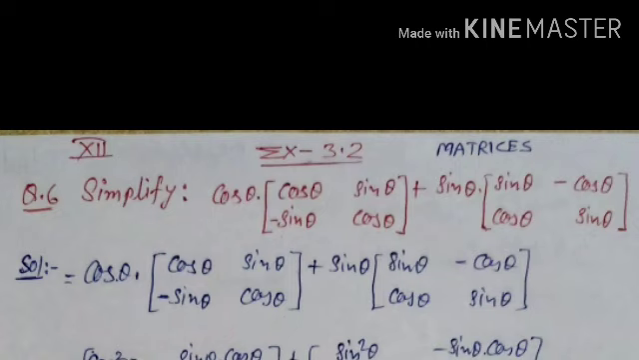Simplify cos theta times the matrix [cos theta, sin theta; minus sin theta, cos theta] plus sin theta times the matrix [sin theta, minus cos theta; cos theta, sin theta]. Solution.